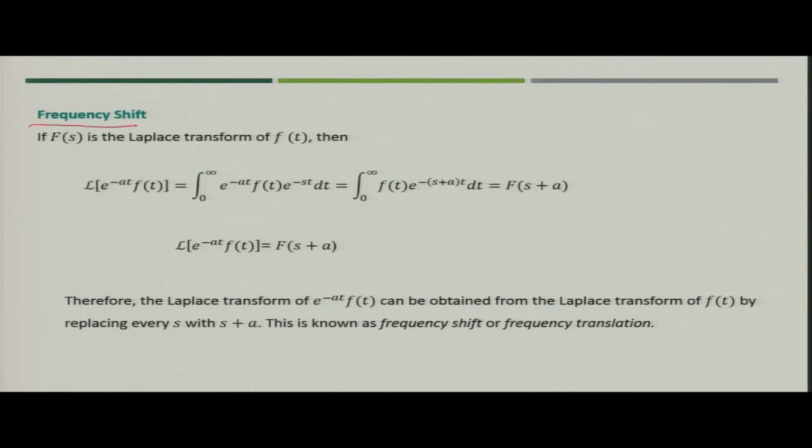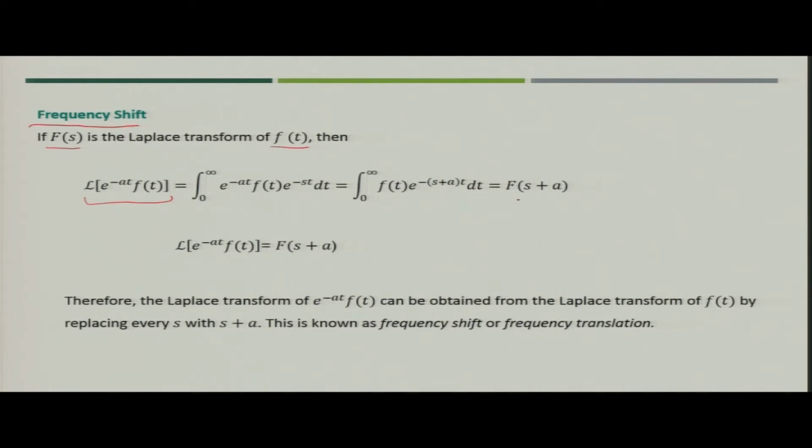Now, let us talk about the frequency shift. If F(s) is the Laplace transform of f(t), then consider the Laplace of e to the power minus at multiplied by f(t). If you take that function inside the integral, this is basically the standard definition of our Laplace transform, that is, integration between 0 to infinity of f(t) into e to the power minus st dt. So, instead of f(t) we will write e to the power minus at into f(t). This will become f(t) into e to the power minus (s plus a)t dt.